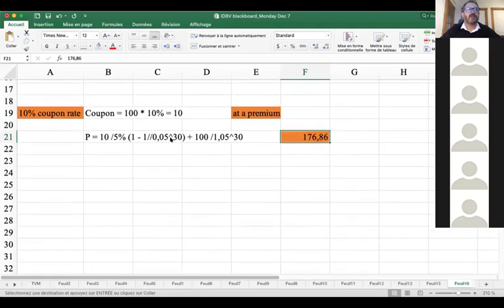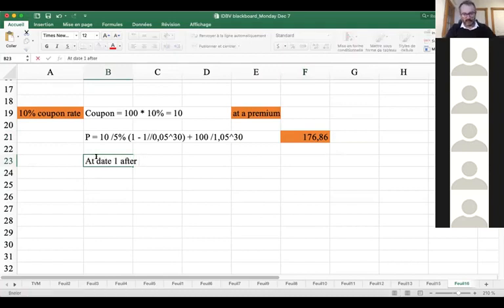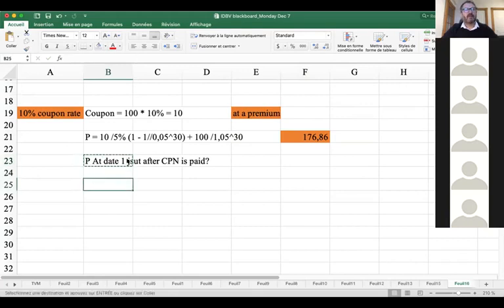Again, we are here at the date 0. Date 0, 176. If I were you, I would do this way. Firstly, what is the price at date 1 just after coupon is paid? And then only I would do just before coupon is paid. This is what I would do if I were you.